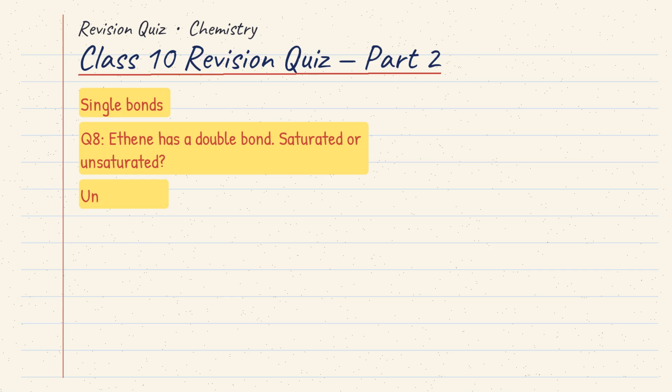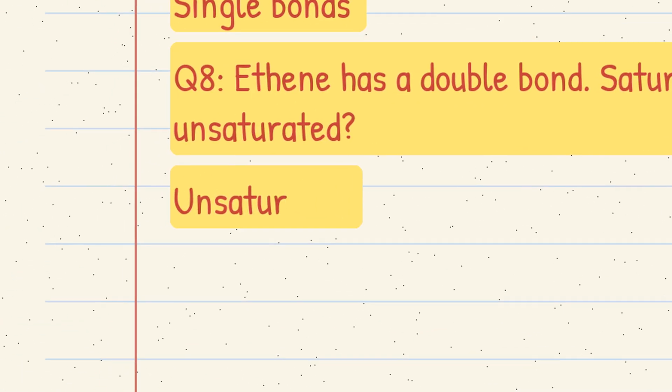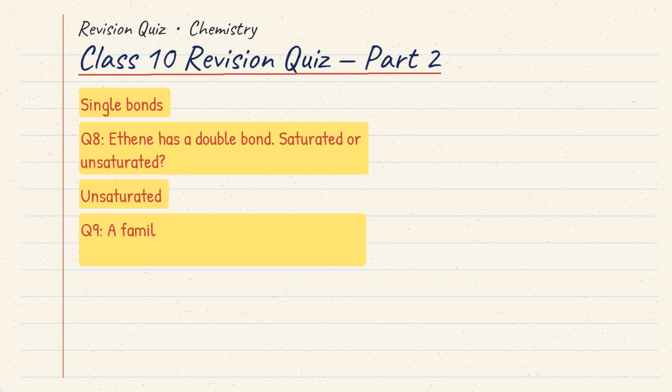The answer is unsaturated. It is an alkene. Question 9. A family differing by CH2 with similar properties is a?